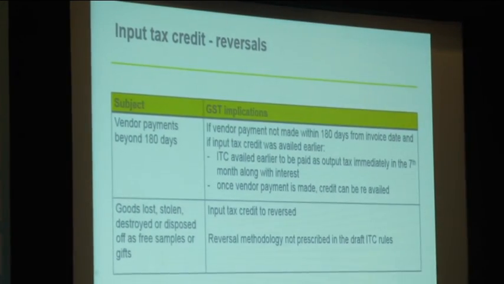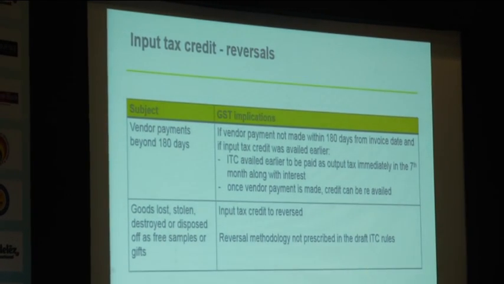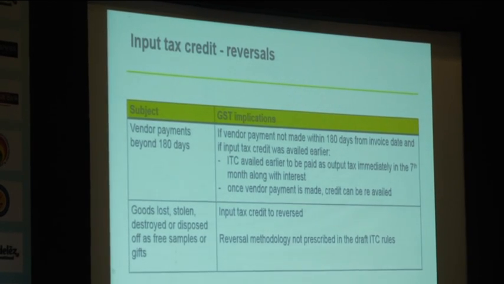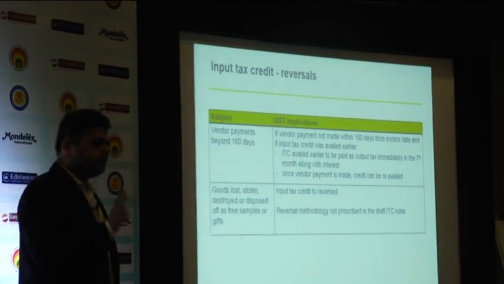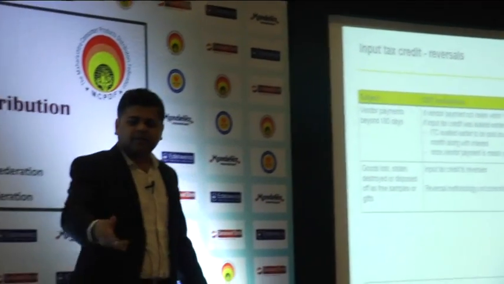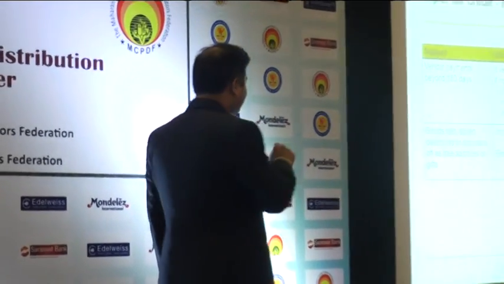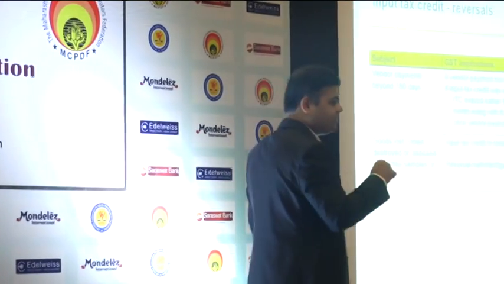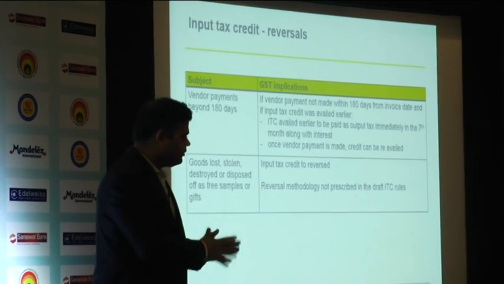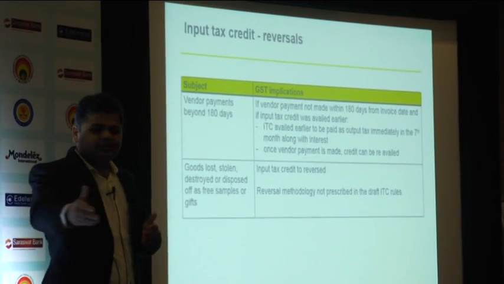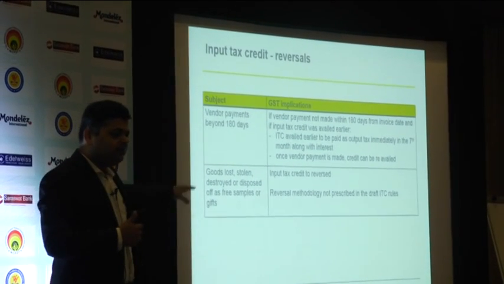Input tax credit तो आपको मिल जाता है, when you purchase goods you will get input tax credit, but in certain cases, I mean if you don't pay your supplier in 180 days from his invoice date, तो आपका input tax credit reverse हो जाएगा. In the 7th month you will have to pay that tax with interest. So payment to vendor within 6 months is a condition for claiming input tax. So you can take credit in the first month, but you have to ensure that within 6 months you pay your supplier, otherwise your credit in the 7th month you have to pay it with interest.